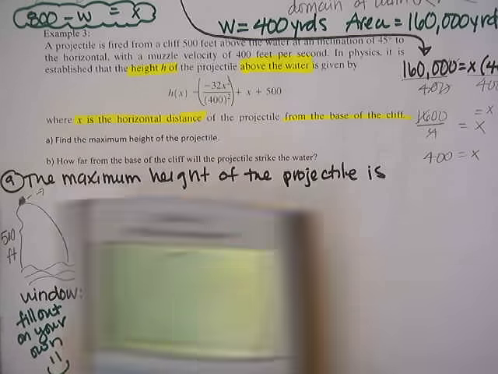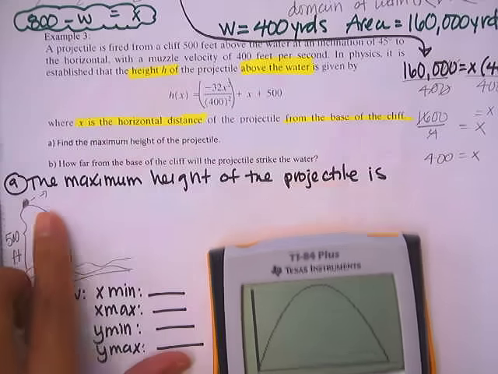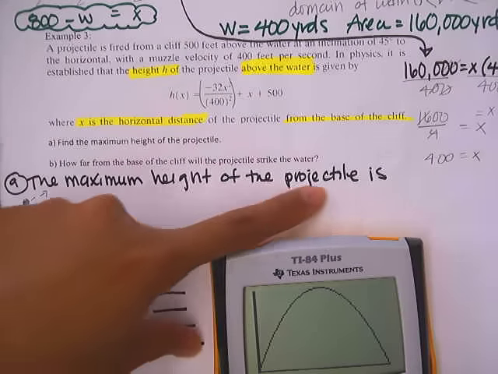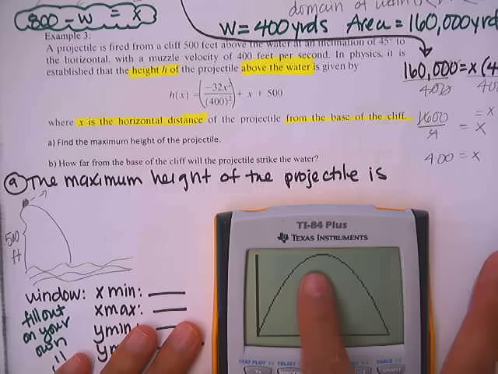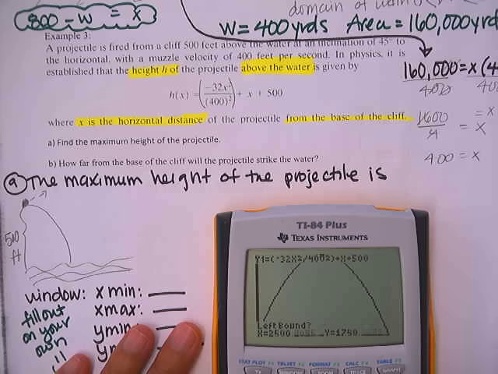All right, so now we have this nice, awesome upside down parabola. We can definitely find the maximum height of the projectile. So we're going to go second trace max. Second trace max. Go over to the left. Go over to the right.